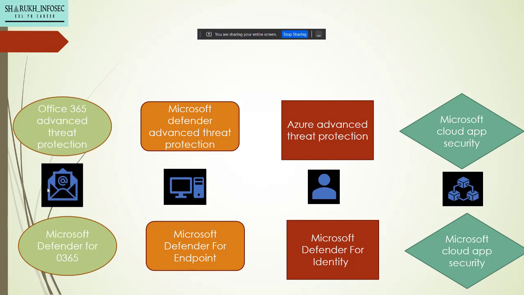If you are using the antivirus of Microsoft, that is Defender for Endpoint, to secure your endpoints, this is the name: Microsoft Defender for Endpoint. If you want to secure your identities, if you are using Azure Active Directory, we have Microsoft Defender for Identity. If you are using any cloud-based services you want to access from outside, we have Microsoft Cloud App Security. These are the different suites in the Microsoft security suite that you can use, and these are collectively called the Microsoft XDR, Extended Detection and Response.